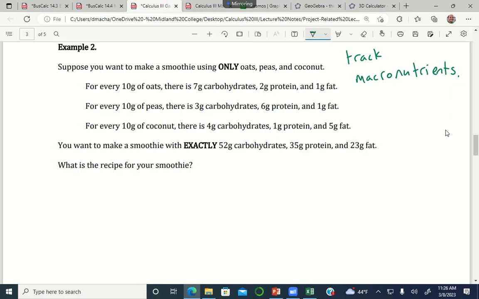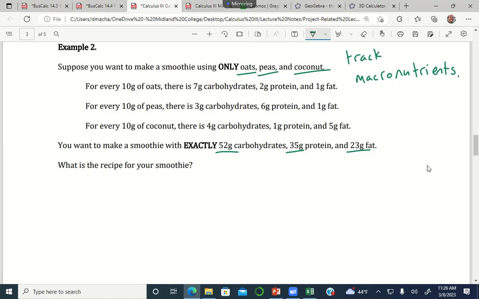And let's suppose that the only ingredients that you have access to are oats and peas and coconut. So with these three ingredients, oats, peas, and coconuts, you want to make a smoothie that has exactly 52 carbs, 35 grams of protein, and 23 grams of fat. How do you choose how much oats, how much peas, and how much coconuts you want to add to your smoothie in order to get exactly these macronutrients from your smoothie when you drink it? In other words, how do you determine that recipe?